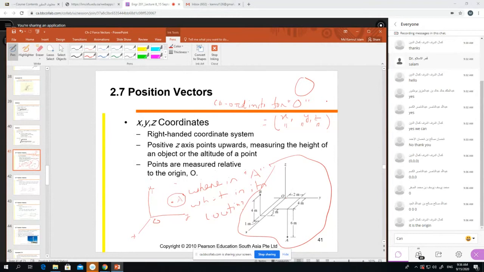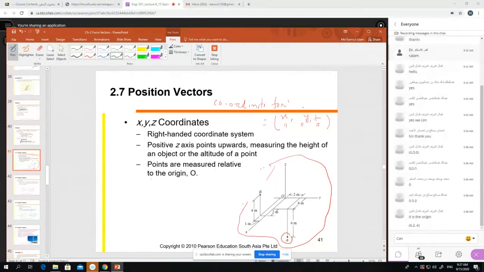It's the origin, yes. Now, we have a point here, A. If you understand, that's fine. My question is not there. My question is here. We have a point A. What is the coordinate for point A? Tell me. What is the coordinate for A? Like A, X, Y, Z. What is this? Tell me.